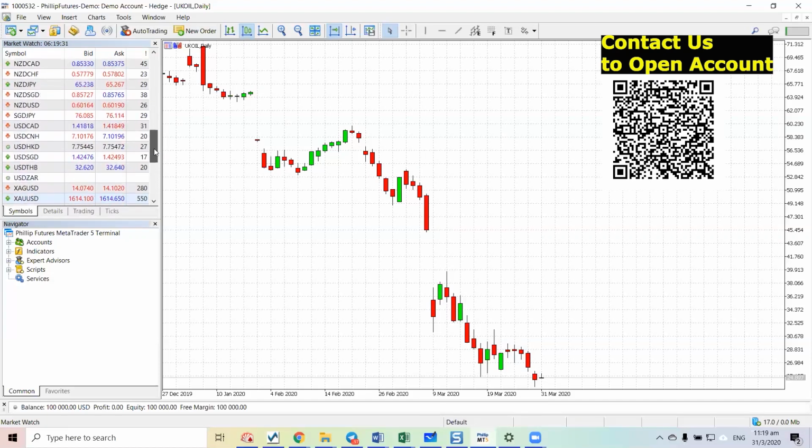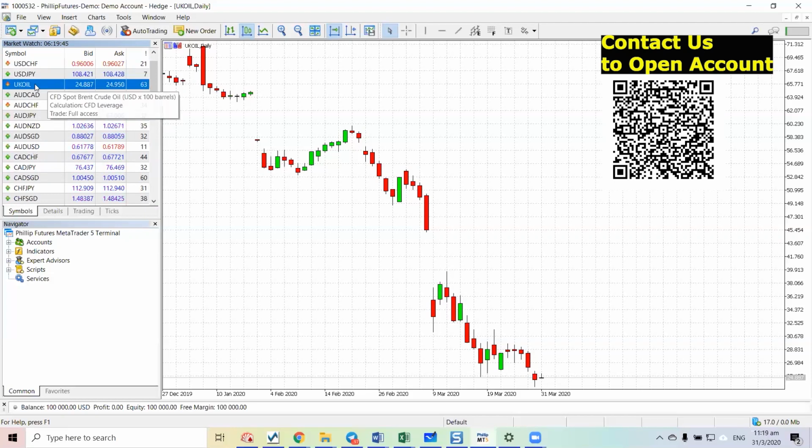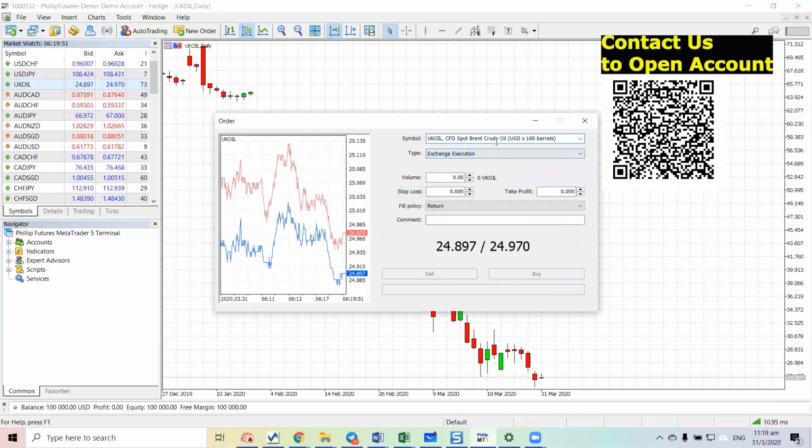Then you can right click on top. My oil is on top. I just click U to find. Or UK oil is the second one. Oh, UK oil is this one. Yeah, so you can double click on this counter. Then there's a trade ticket. Okay, so this trade ticket.